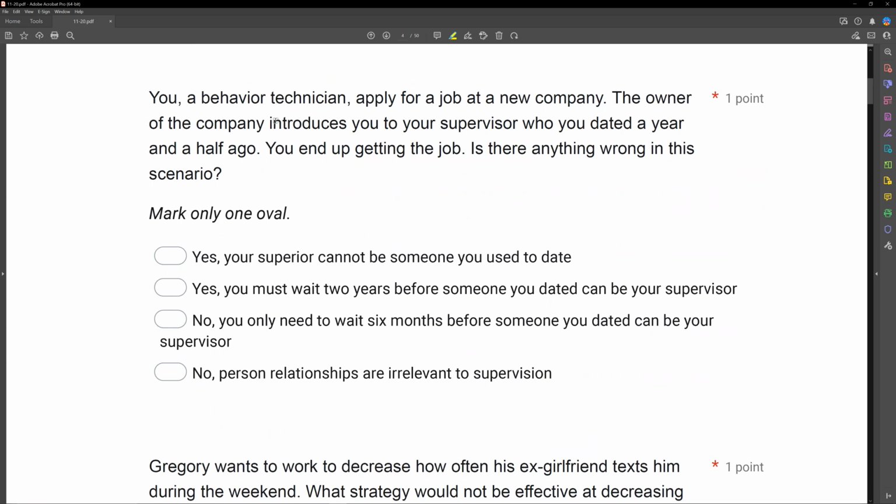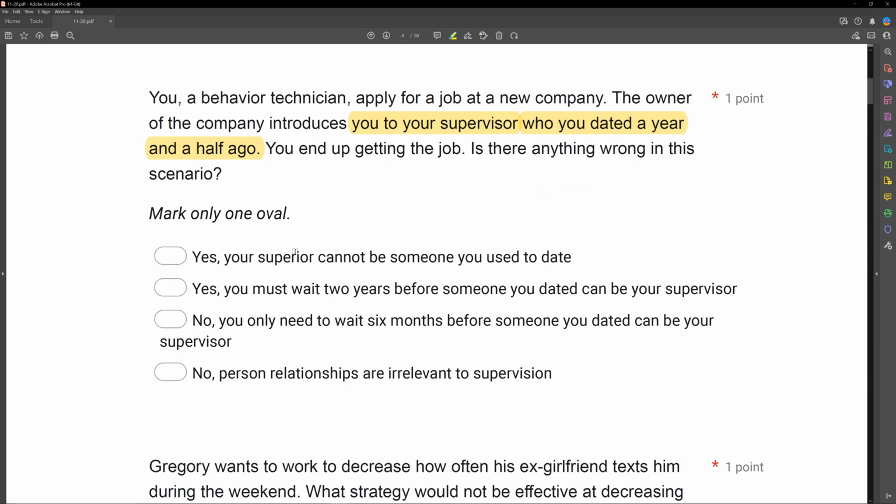It's fine. The owner of the company introduces you to your supervisor, who you dated a year and a half ago. Now you get the job. So they're going to be supervising you, but you dated a year and a half ago. Is that an issue? Well, the key here is the length of time. What does the ethical code say in regards to supervisors that you used to date?